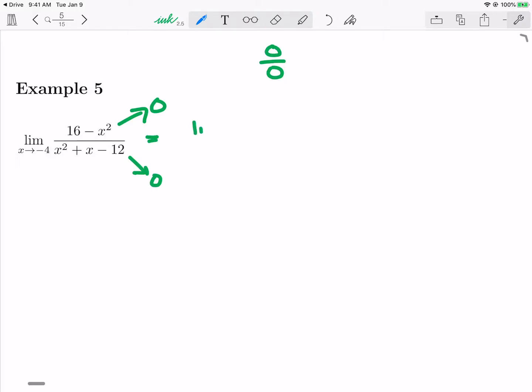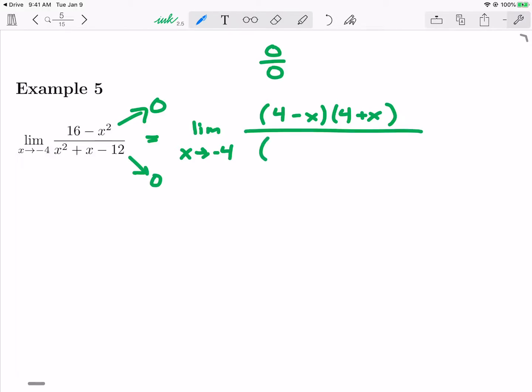So then I can say this is the limit as x goes to -4. Notice I have to now write that part again because I'm rewriting the inside, what I'm evaluating the limit of. So I've got 4 minus x, 4 plus x on top in the numerator when I factor. And then on bottom, I'm thinking of factor pairs of -12. So I've got 4 and 3, and I need the 4 to be positive. So I've got x plus 4, x minus 3. And now since these are the same, I can remove each of them.